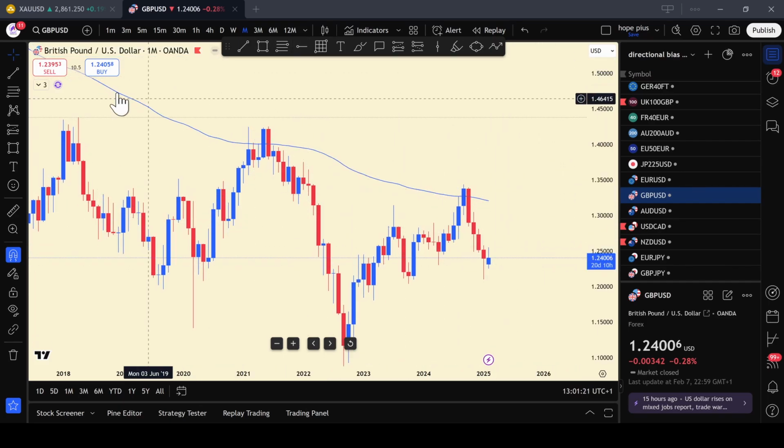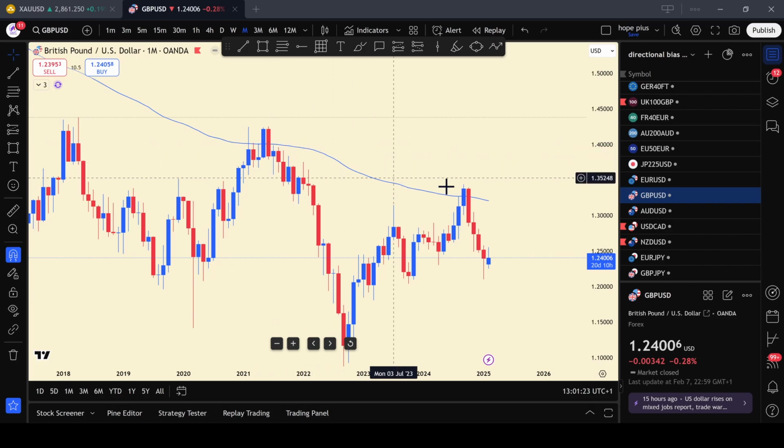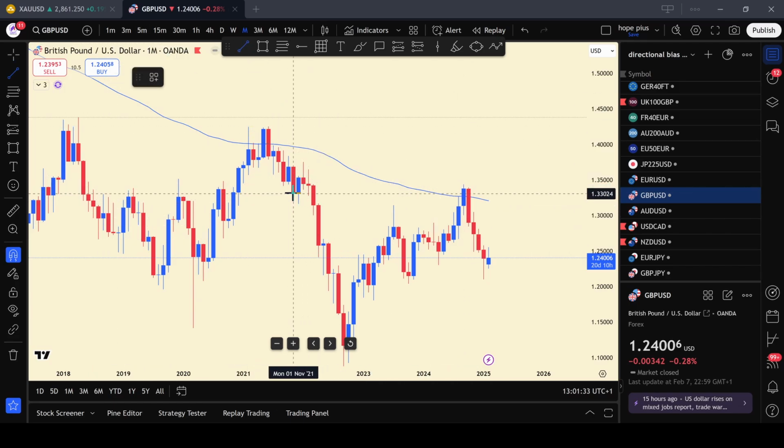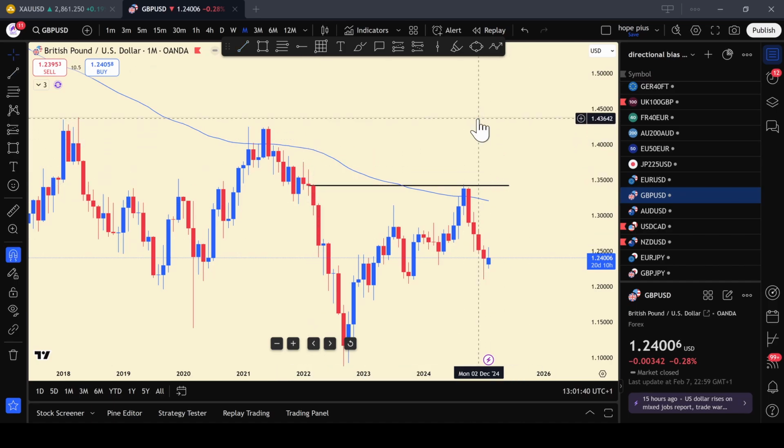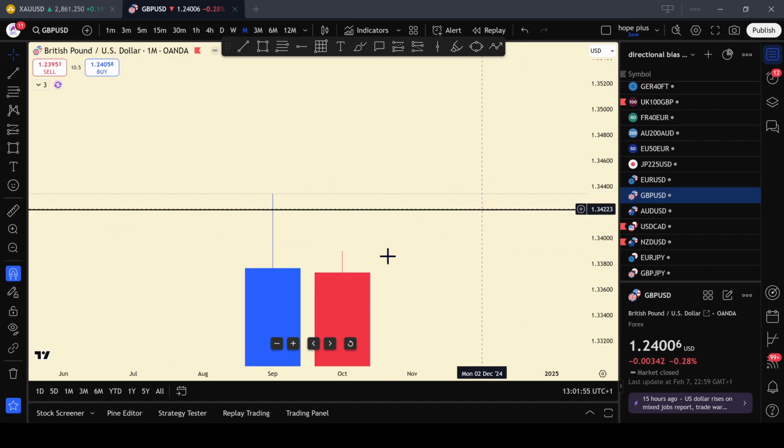So you can see on the monthly, we are still playing around this moving average. We created a strong engulfing candle here. And then what happened? We rejected from this opening price. Every movement in the market starts from an opening price somewhere. So our key idea is to find out which opening price.